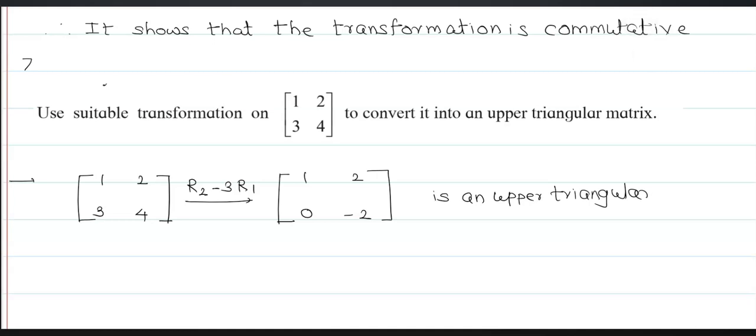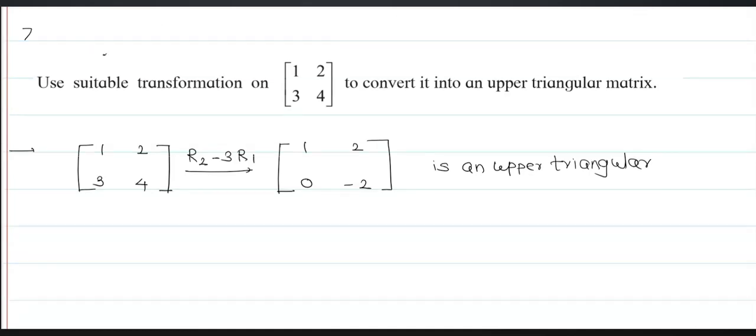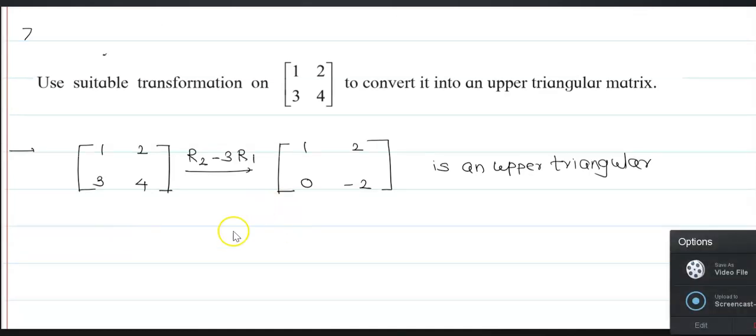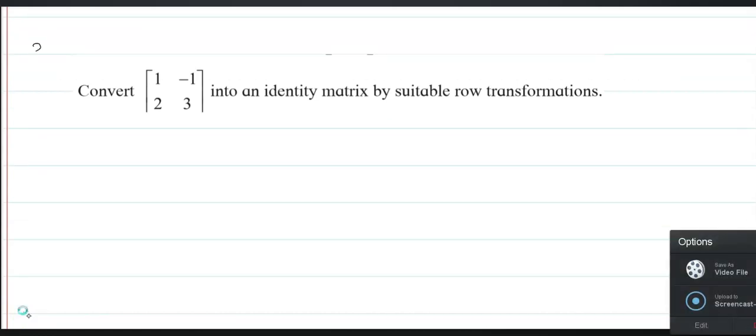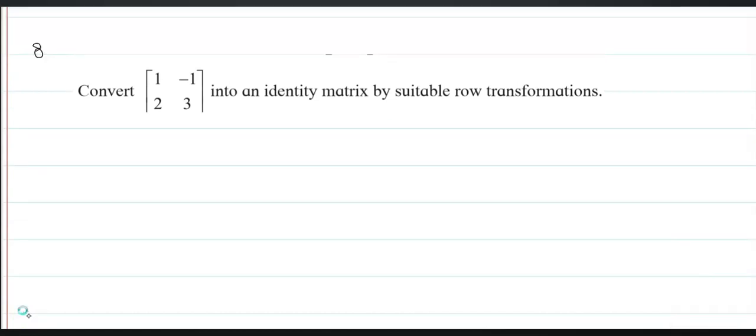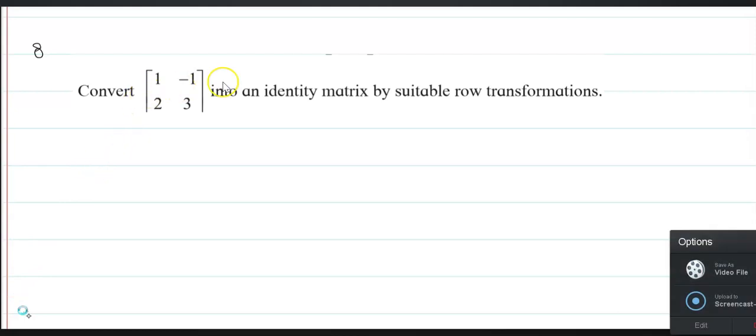It's very simple. You can see this also here. Now the next is question number 8. Convert the matrix 1 minus 1, 2, 3 into an identity matrix by suitable row transformation.